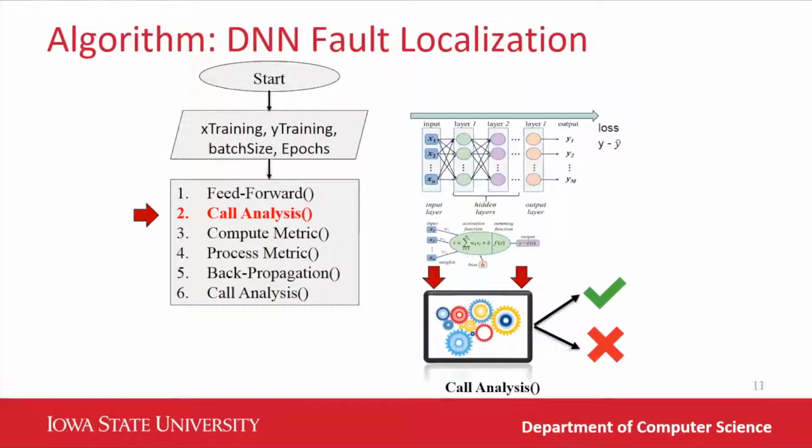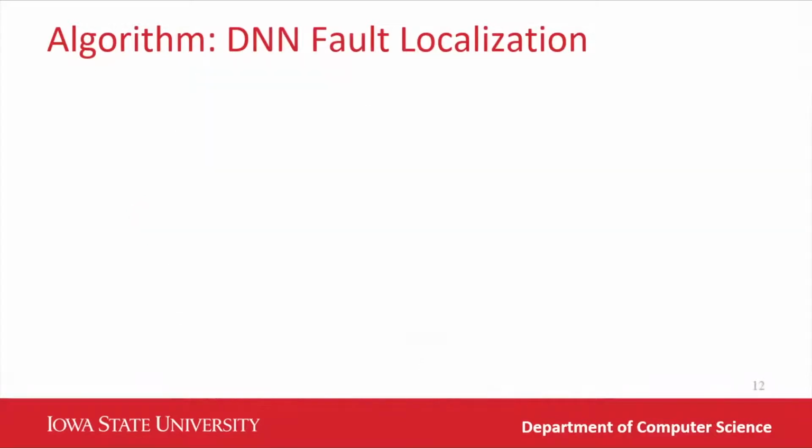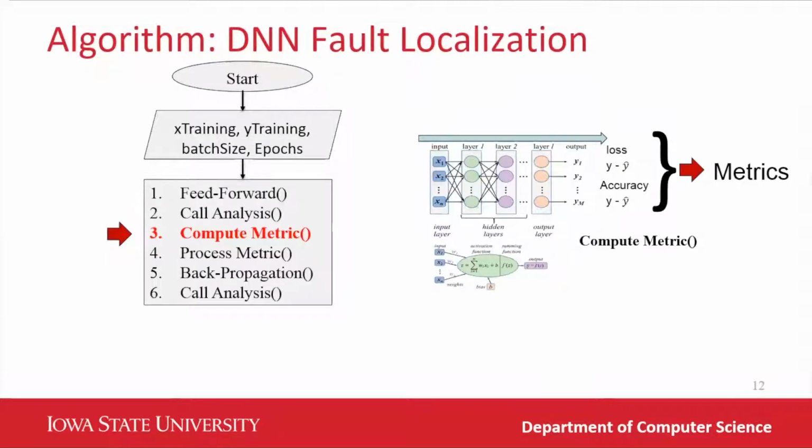During the feed-forward stage, the algorithm invokes the analysis procedure and passes the output of the layers to check if there is any numerical error. The algorithm computes two metrics, the loss and accuracy, and saves them in each iteration during the training.